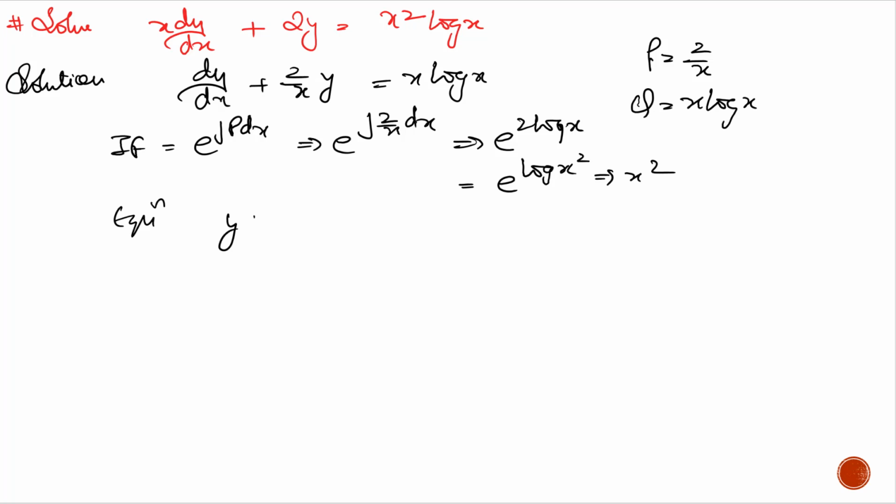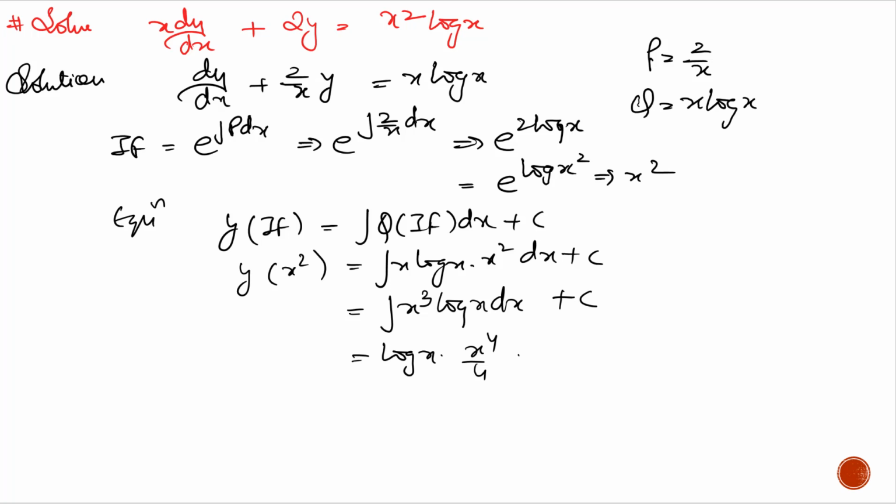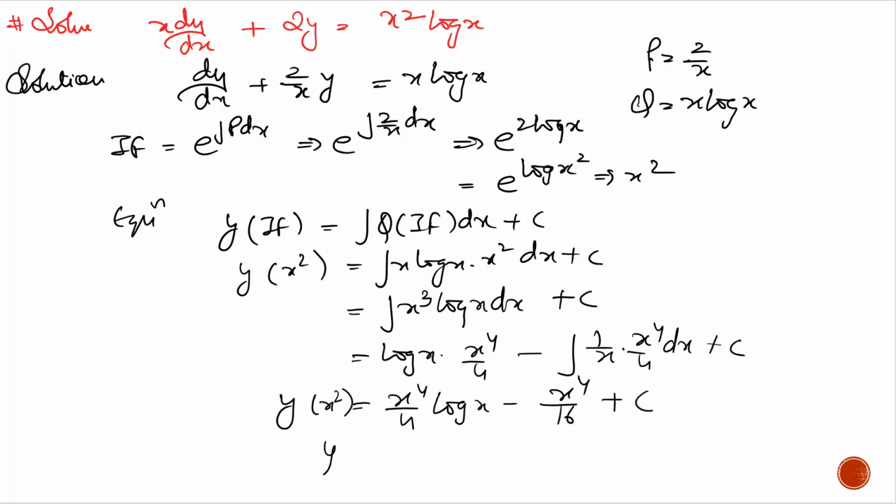Now the equation is y into the integration factor equals the integration of Q into the integration factor with respect to x plus c. The integration factor is x square, Q is x log x. Now when we solve the right hand side using by parts, we'll take log x as the first function and x cube as the second function, and we'll get first function as it is, integration of second, minus derivative of first into integration of second, and now again integration of the second part. After further simplification, we will get x to the power 4 log x upon 4 minus x to the power 4 upon 16 plus c.